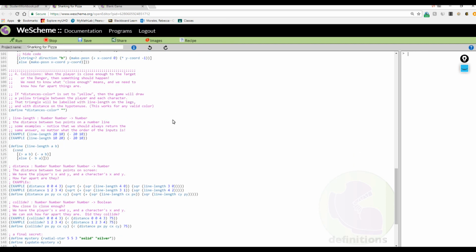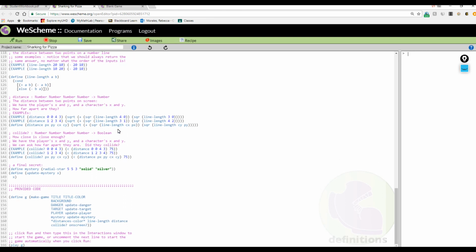You have collisions, which is what we just talked about, where first you have to define the line length, and you use that to define the distance, and then you use that to define the collision. They have this function in here, a final secret, where you can use a mystery function. I don't think that I ever did anything with that. I don't know what that is. Oh, I do know what it is, but if you want to look into it a little bit more, you can. It's not something I'm going to do. And then you have your code down at the end, which we'll talk about in a minute.